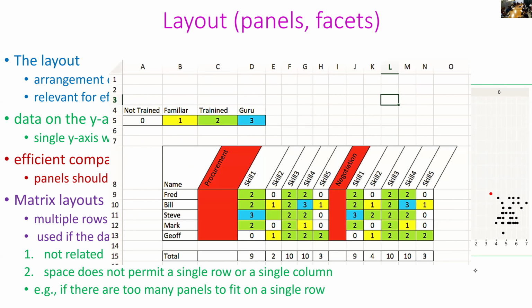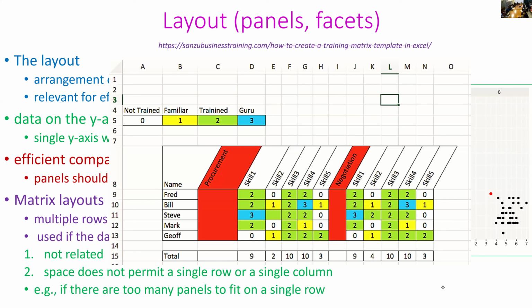Now sometimes you have to use more complex graphs, matrices, or layouts. On this axis of this table is the name of the human being, Fred, Bill. I've taken this picture from this particular website. So these are the names of people, and they're looking at your skill in a business. What are the two skills they're looking at? Procurement, your skill in buying something, or the skill in negotiating with somebody else.